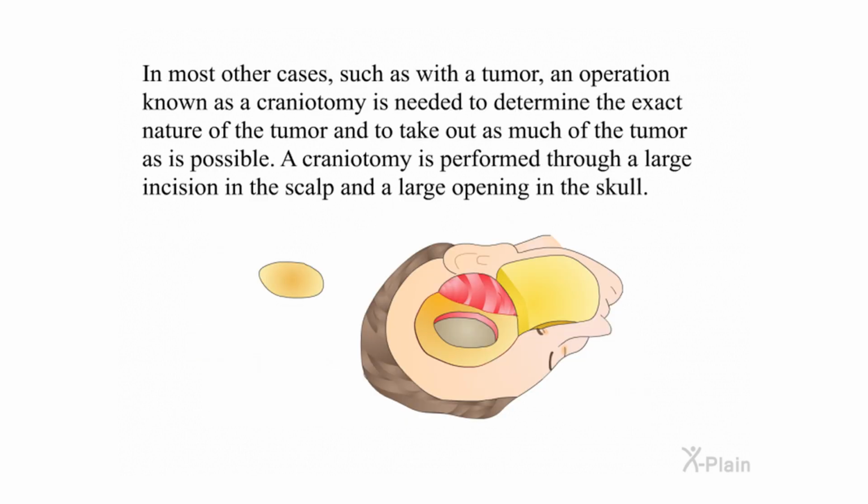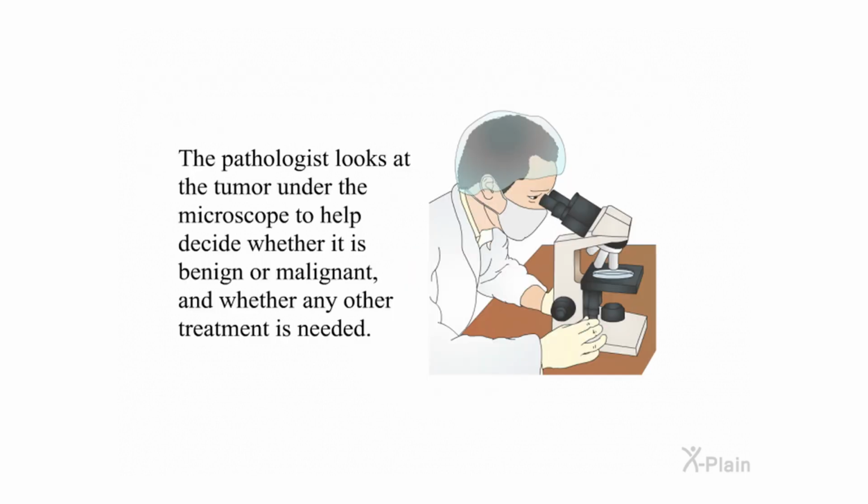In most other cases, such as with a tumor, an operation known as a craniotomy is needed to determine the exact nature of the tumor and to take out as much of the tumor as is possible. A craniotomy is performed through a large incision in the scalp and a large opening in the skull. The pathologist looks at the tumor under the microscope to help decide whether it is benign or malignant and whether any other treatment is needed.